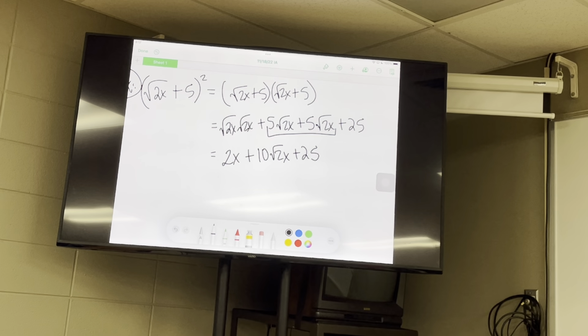Can I combine anything else? No. I cannot combine the 2x and the 2x because one is underneath a radical, the other one is not. I can't combine the 2x and the 25 because one of them has an x, the other one doesn't. So this is as much as I can combine it. Questions here?